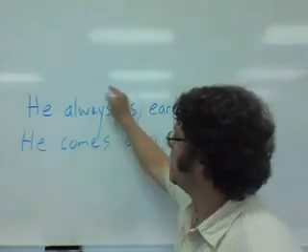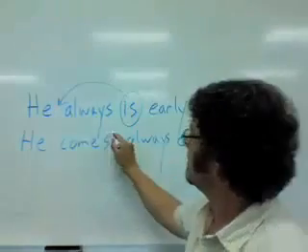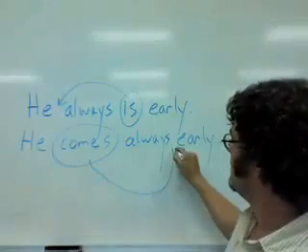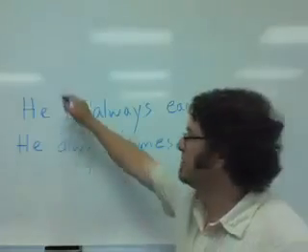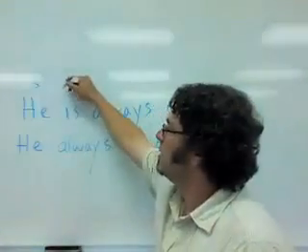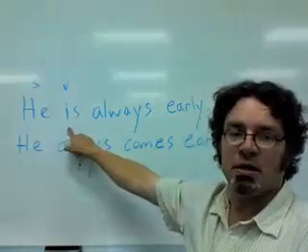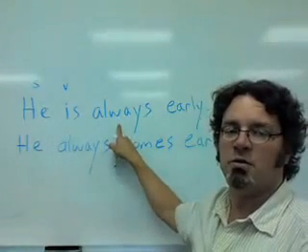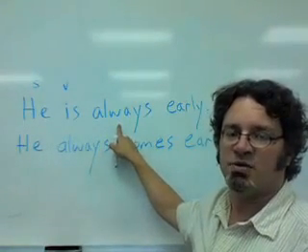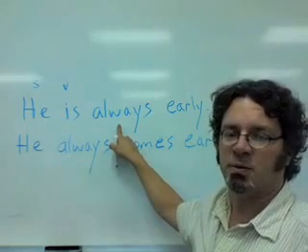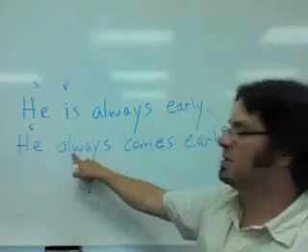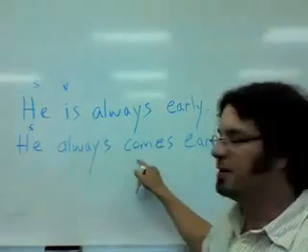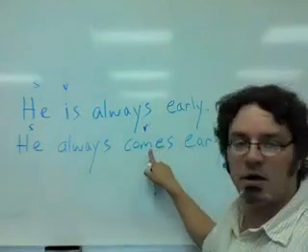This has to go here. This has to go here. So again, here you have the subject. Here's the verb be. And then here you can use words like always, never, rarely, sometimes. Here's the subject. Here's the adverb, always, and then the verb, come.